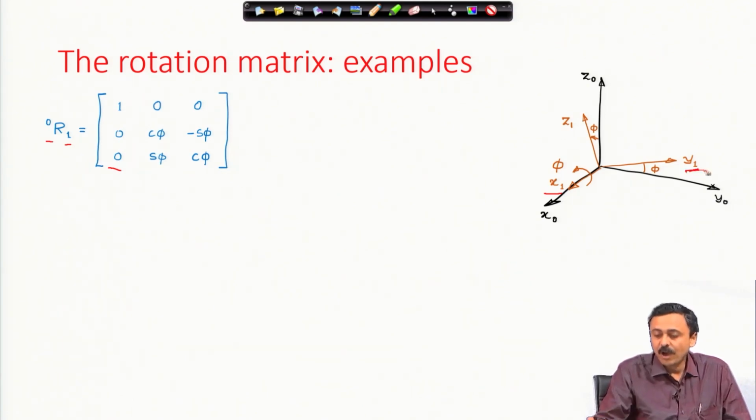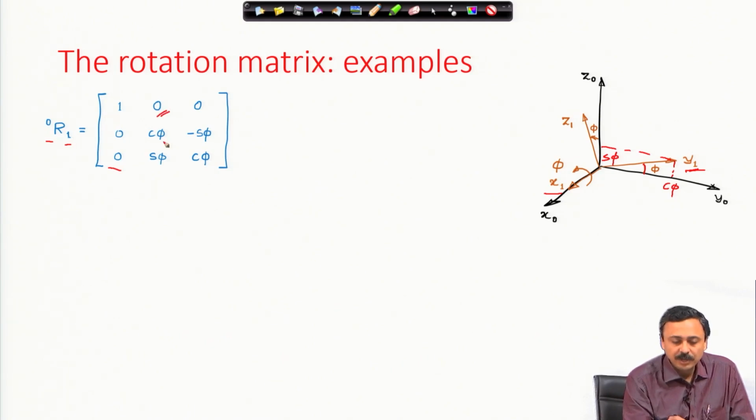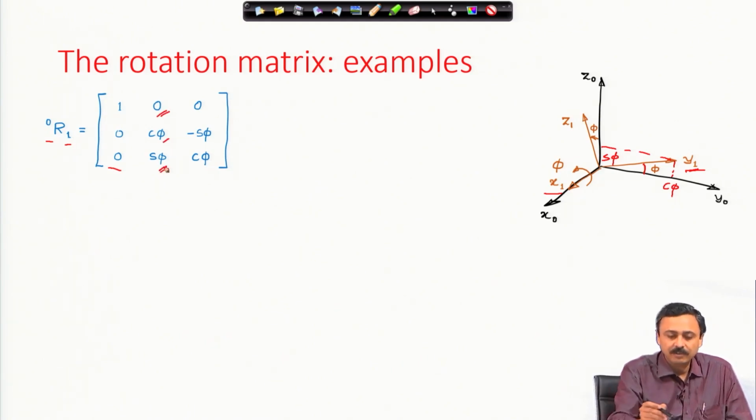Then we represent y 1 in x 0 y 0 z 0. How do you represent y 1? This is angle phi, I have given the rotation of phi. Therefore, this must be cosine phi, this must be sin phi, and unit vector. So, this must be 0, there is no x component, whereas y component is cos phi, z component is sin phi.